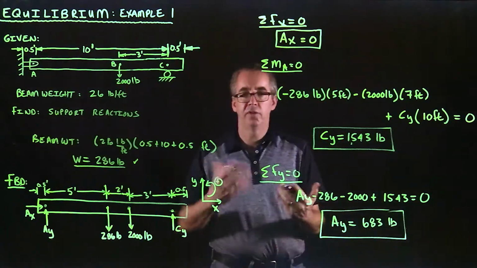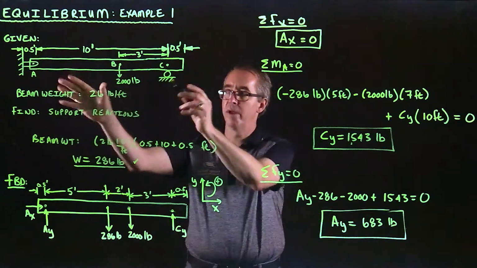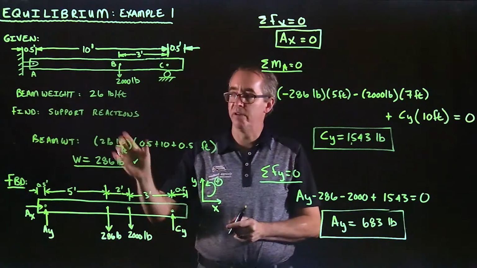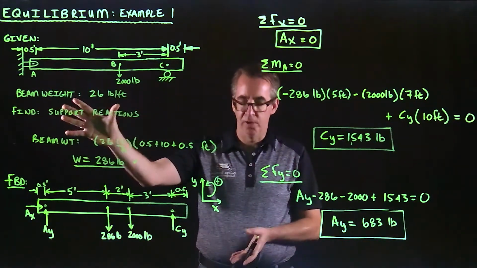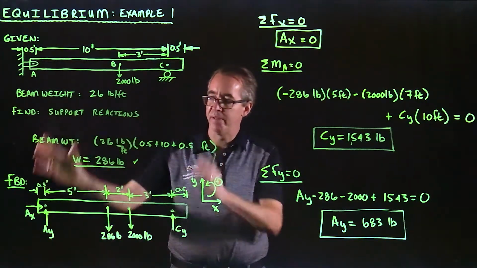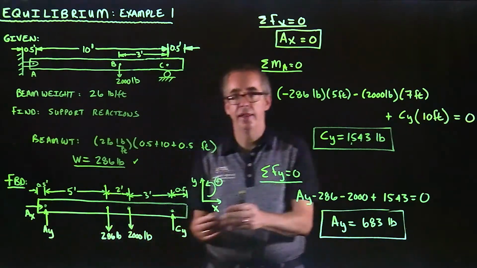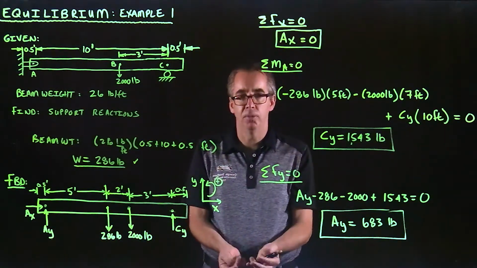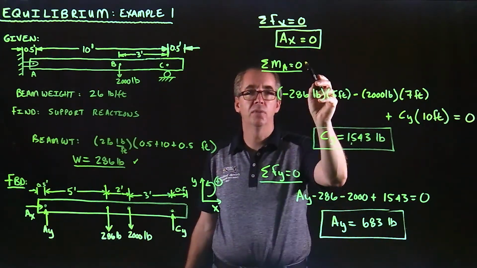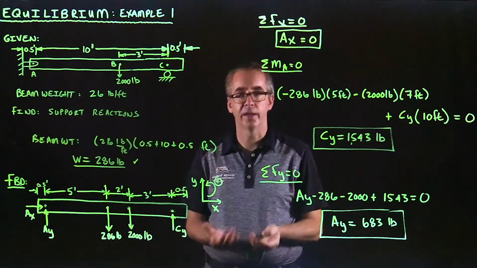So to summarize, we started off with an original problem statement in which we had these two reactions, a pin and a roller. We knew the beam weight per foot. We figured out the total weight of the beam. We simplified everything with a clear free body diagram that was showing our reactions and all the loads, and then we applied the three equations that we have available to us, the summation of the forces in the X, summation of the forces in the Y, and we took the moment about point A to solve for the three reactions. That concludes this example.